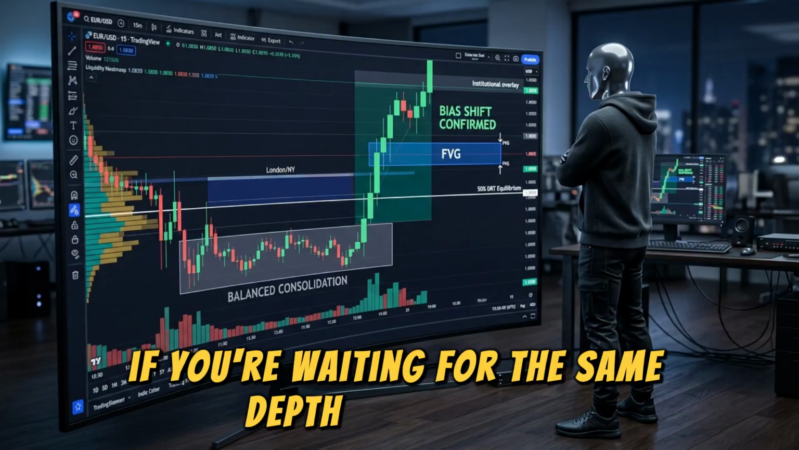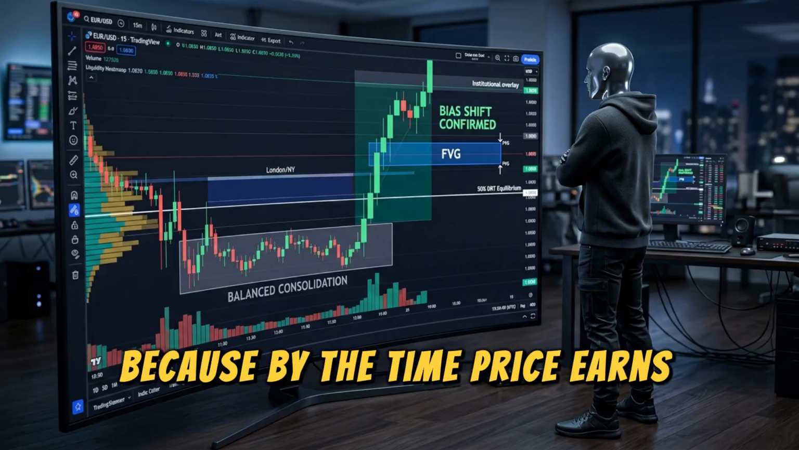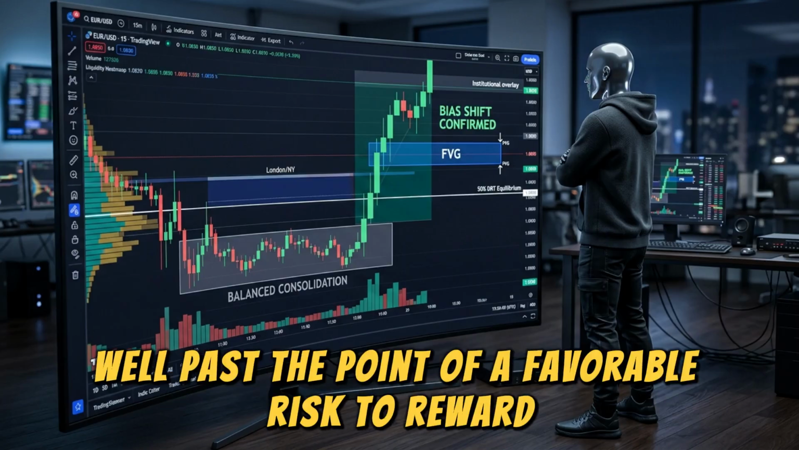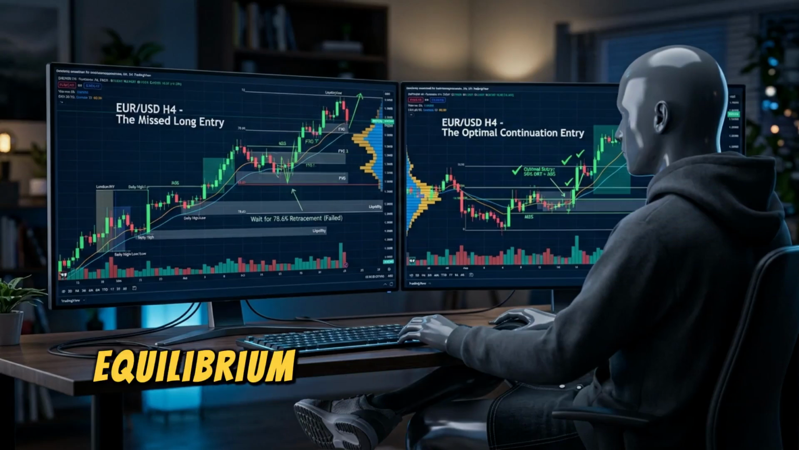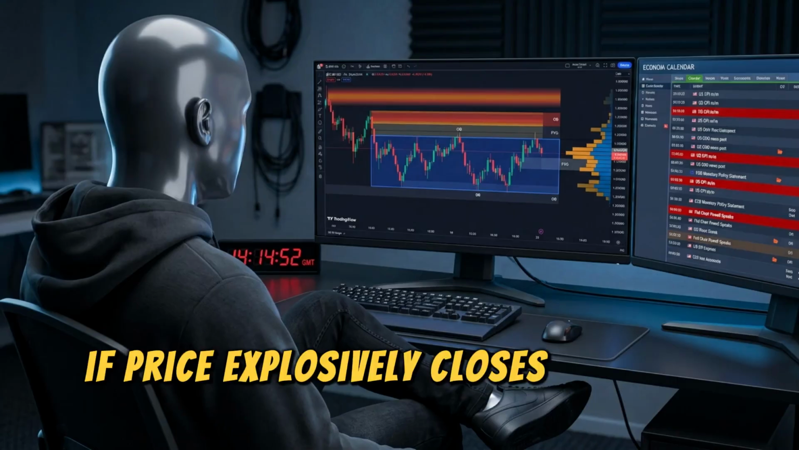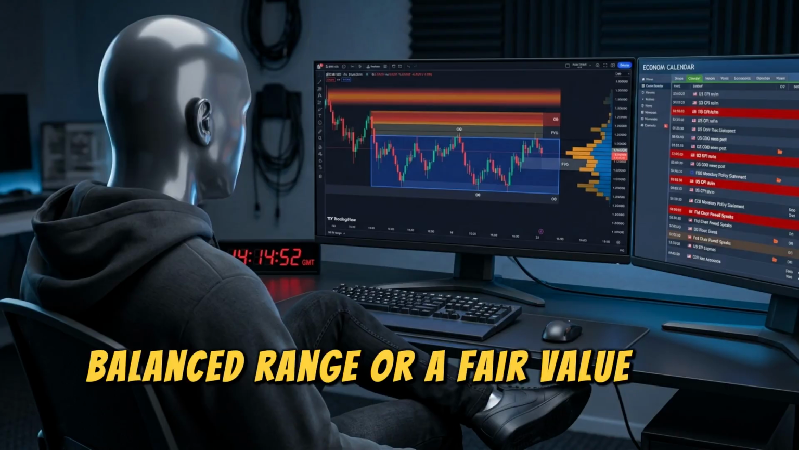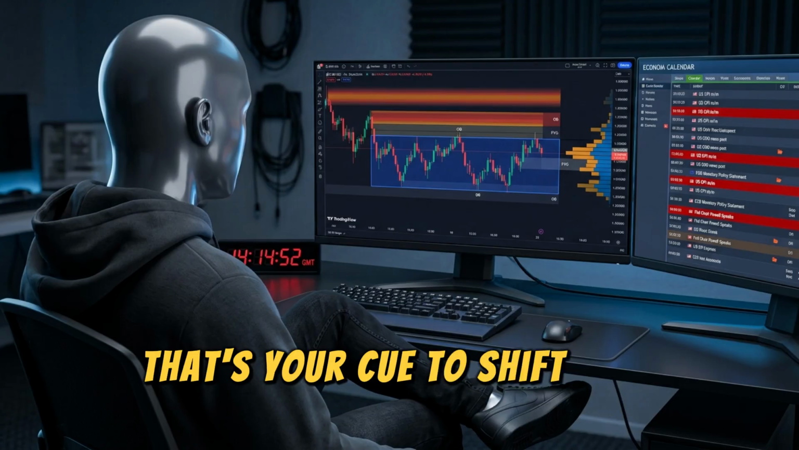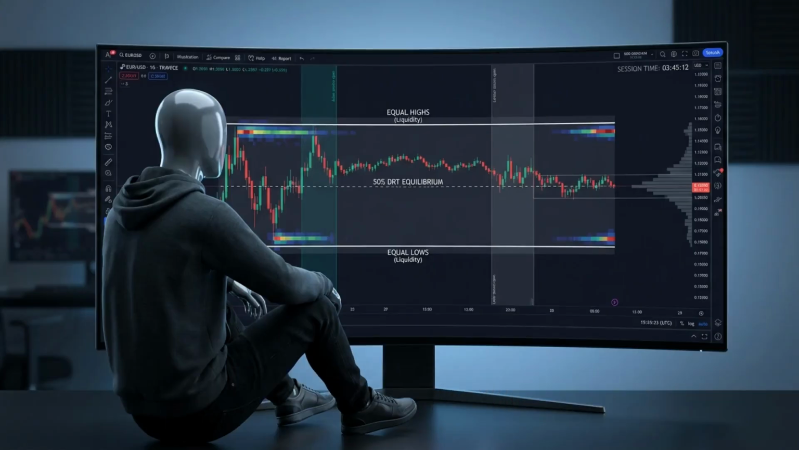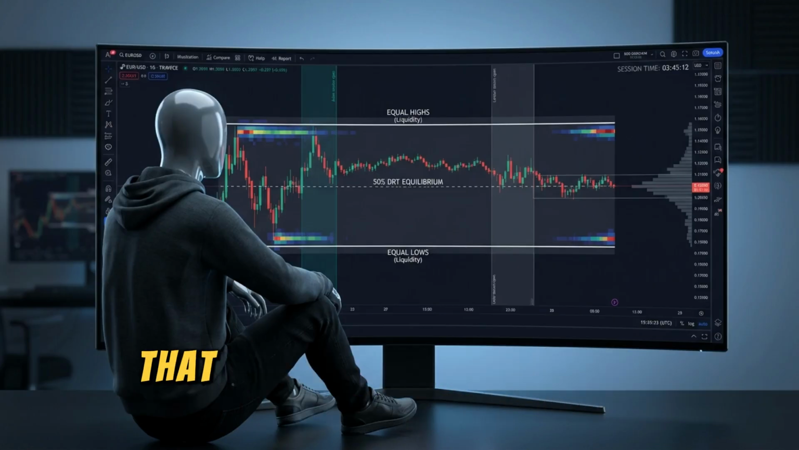If you're waiting for the same depth of pullback on both, you'll miss every single one of the aggressive moves, because by the time price earns your entry criteria, the move has already extended well past the point of a favorable risk to reward. So here's the framing. Equilibrium isn't a checkpoint you wait at. It's a pivot you react to. If price explosively closes through the 50% level and leaves behind a clean, balanced range or a fair value gap on the way, that's your cue to shift bias immediately, not to sit on your hands waiting for a pullback that respects the rules. The traders who miss the biggest expansions aren't wrong about the levels, they're just waiting for a retracement that was never coming.